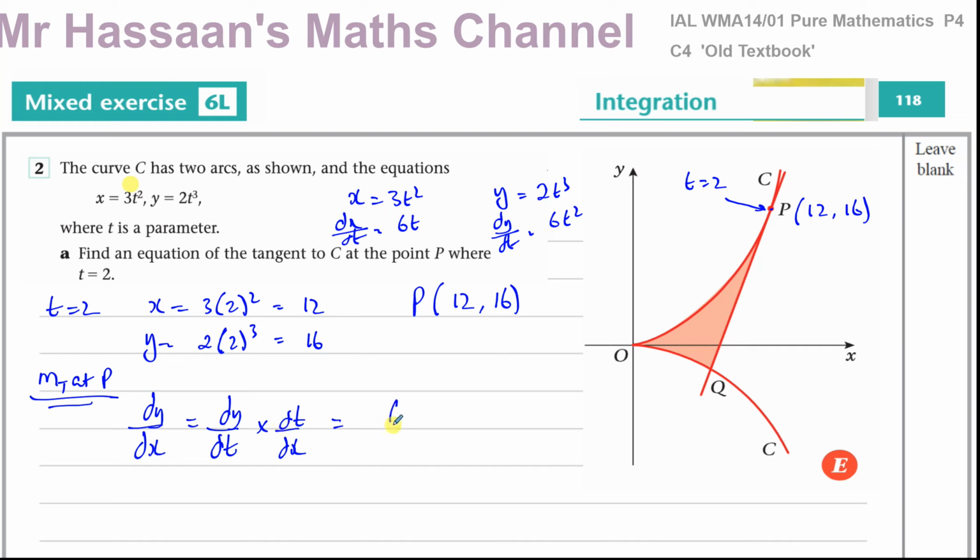So dy/dt is 6t squared times dt/dx, which is divided by dx/dt. So it's going to be the reciprocal of this, which is 1 over 6t. So 6t squared times 1 over 6t leaves us with just t. So dy/dx is equal to t in terms of t. Therefore at P, t equals 2, so the gradient of the tangent at P is equal to 2.